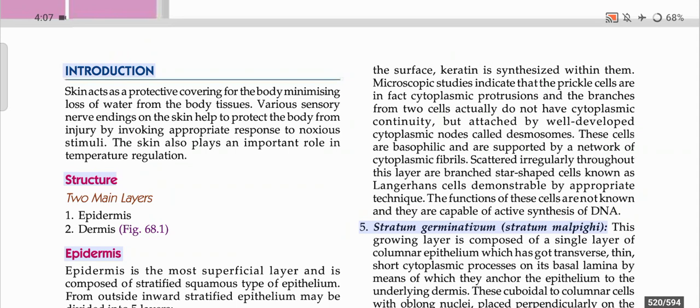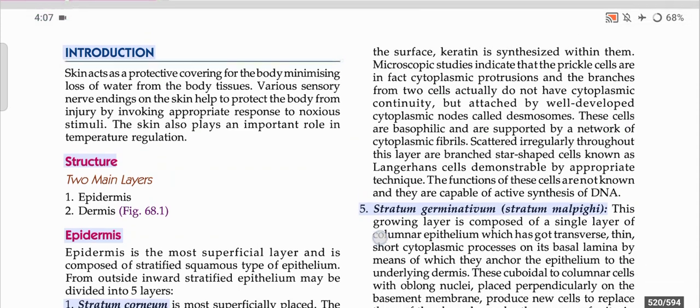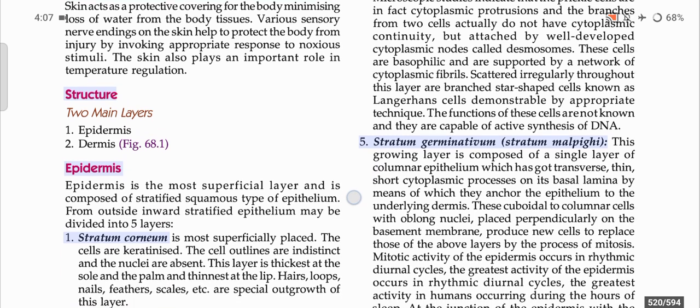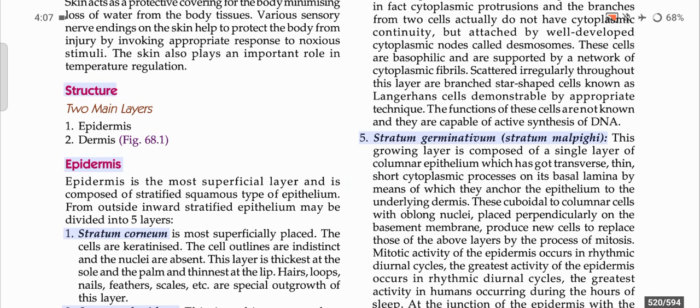The branches from two cells do not actually have any cytoplasmic continuity but are attached by well developed cytoplasmic nodes called desmosomes. These cells are basophilic and are supported by a network of cytoplasmic fibrils. Scattered irregularly throughout this layer are branched, star-shaped cells known as Langerhans cells, demonstrable by appropriate techniques. The function of these cells is not known, and they are capable of active synthesis of DNA.